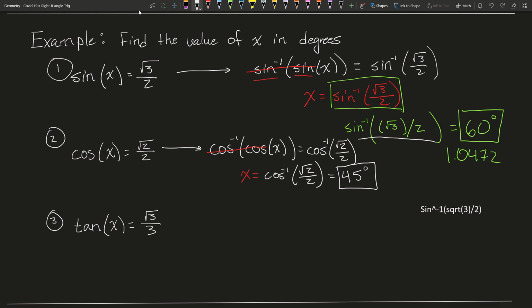If you're getting a domain error, you're typing in something wrong. Okay, so you have to have sine inverse or cosine inverse, and then you have to very, very carefully type in square root of 2 divided by 2 or square root of 3 divided by 2. Okay, and what you can do is, let's take this top green example. When I'm typing this in, we hit second sine.